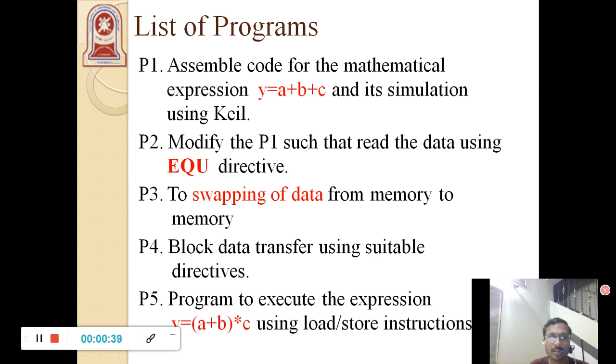In the previous video tutorial, we discussed the first example, writing an assembly code for a mathematical instruction y equal to a plus b plus c, and we also saw the simulation using the Keil. Now in this video tutorial, we'll see how I can modify the same code without reading immediate data. I can read a, b, c values directly using the EQU directive.